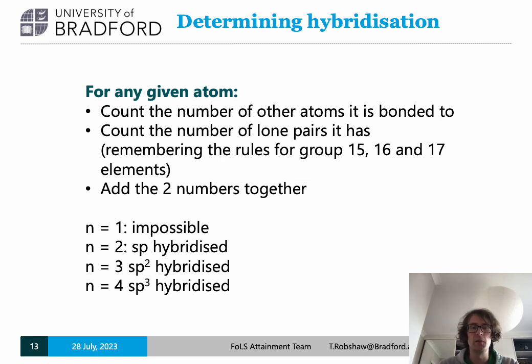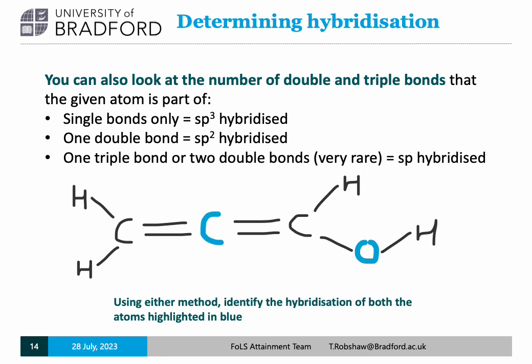If the number is 2, the atom's going to be sp hybridized. If the number is 3, it's going to be sp2 hybridized, and if it's 4, it's going to be sp3 hybridized. Using this method, you can work out hybridization for any common element that you'll come across within an organic molecule.